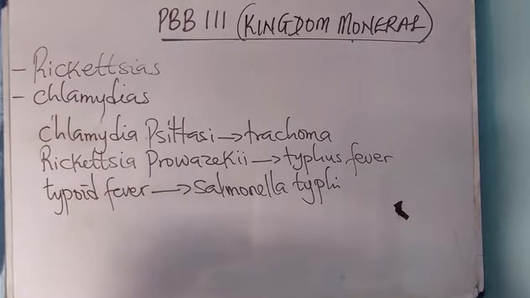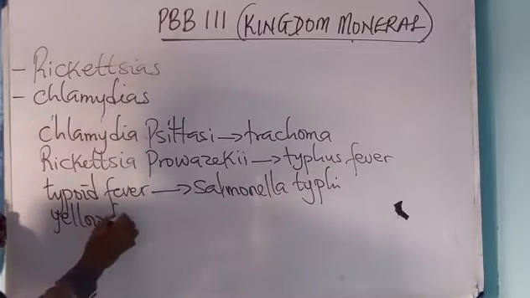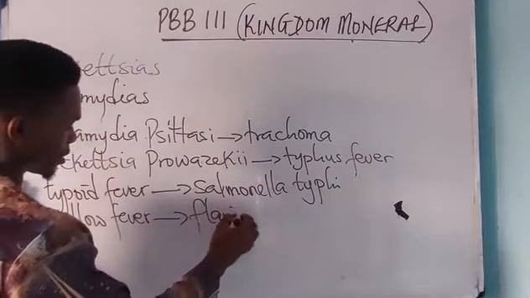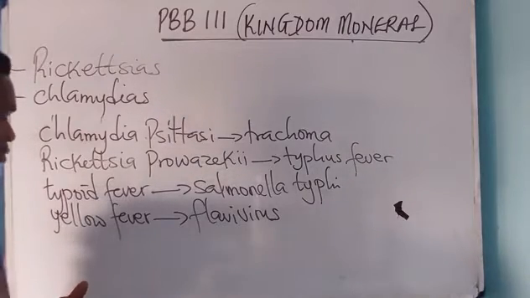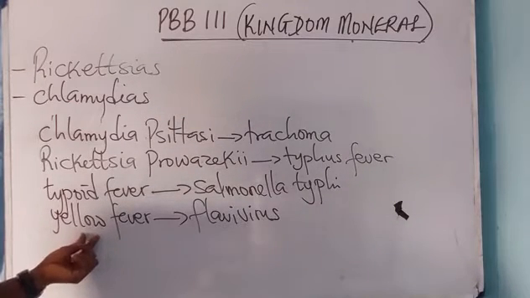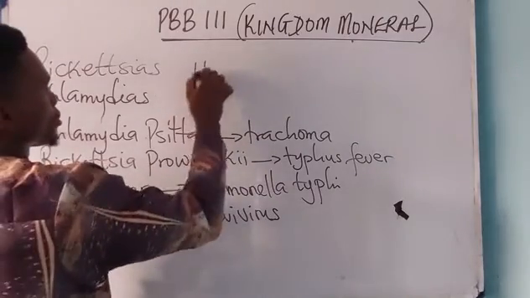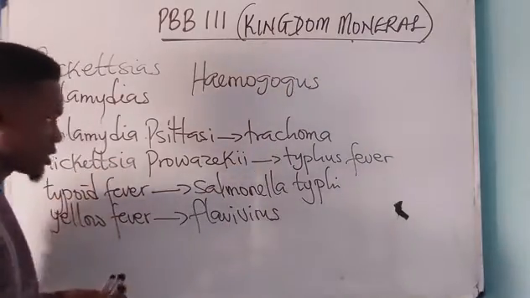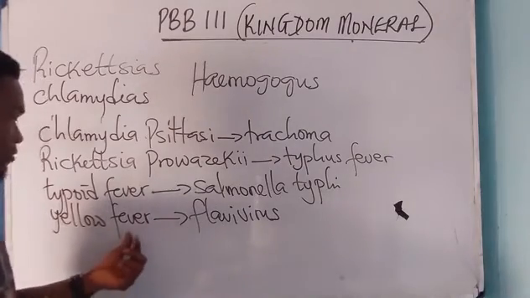Which one again? Okay, now yellow fever is caused by flavivirus, and the vector of this yellow fever is the Aedes mosquito, which is called what? Aedes species is a vector of what? Yellow fever. Flavivirus causes yellow fever.